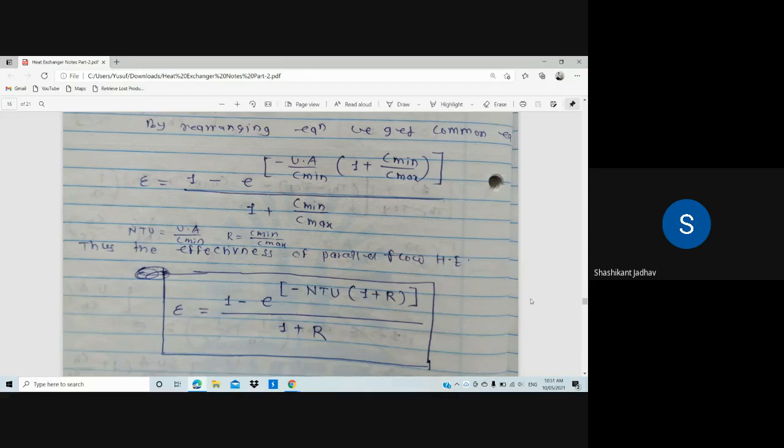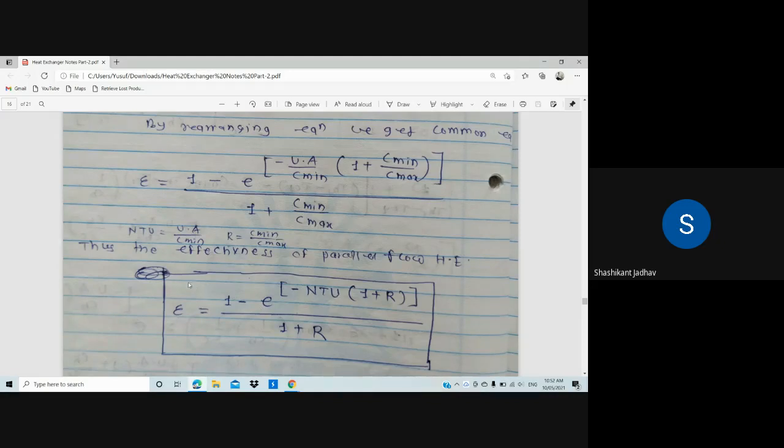Because now we have to write the equation in the form of R and NTU. NTU is nothing but number of transfer units and R is nothing but heat capacity ratio. So we have to write down the common equation for this condition, that is the effectiveness for the parallel flow heat exchanger. So we have to write that equation in the form of NTU and in the form of heat capacity ratio.